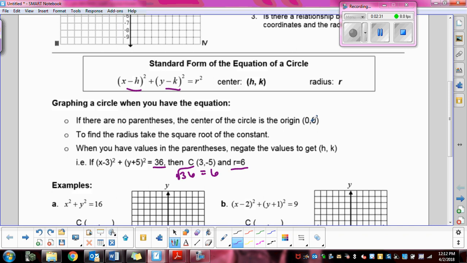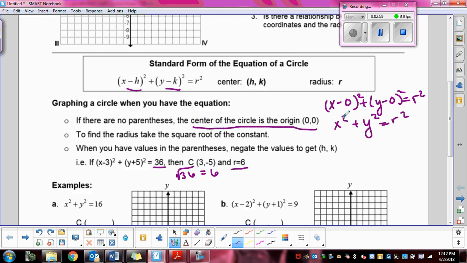If your center is at the origin, it's going to look like this: x minus 0 squared, plus y minus 0 squared equals r squared, since the origin is 0, 0. And when you're subtracting 0, that's just like saying x squared plus y squared equals r squared. So this is what it's going to look like when our center is at the origin.